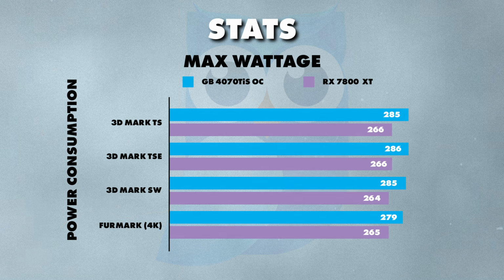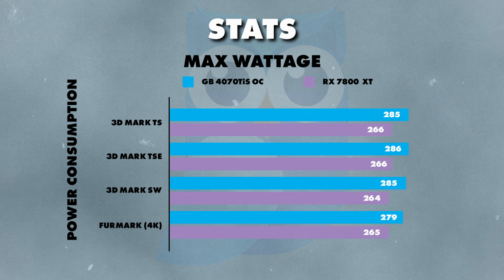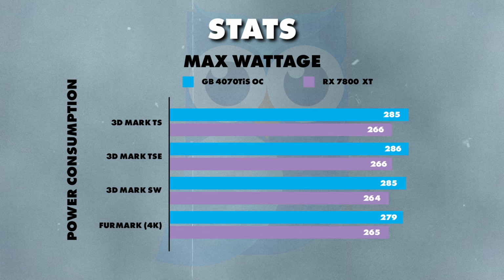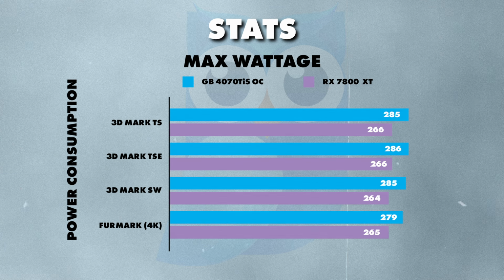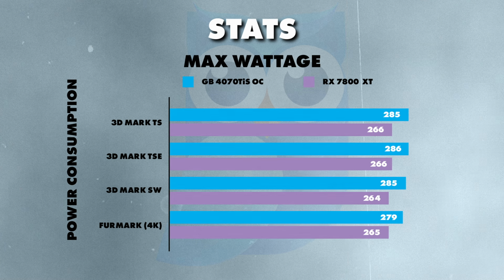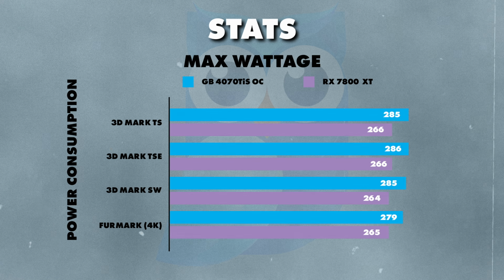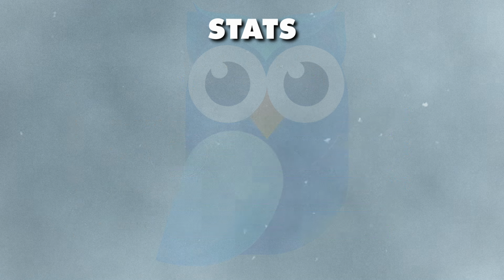And on the RX 7800 XT, which is called TBP, we had a score of 266 pretty much throughout all the tests, but 3DMark Speed Way having a score of 264, which is negligible. So not much to note there, just noting that this graphics card in particular, the Gigabyte edition, is pulling what it promises. Onto the last test, which is max clock.